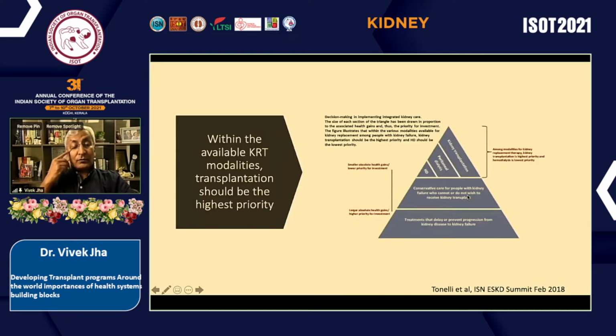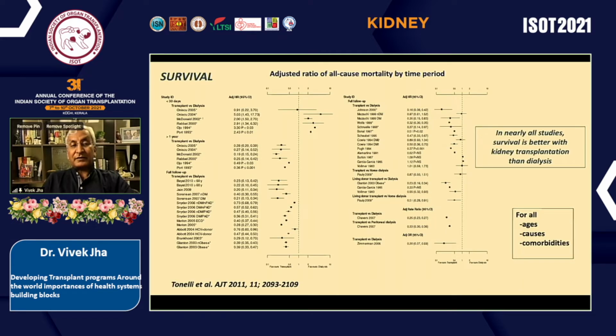So we know for sure that within the available kidney replacement modalities, kidney transplantation should be the highest priority, which is shown by this triangle. Each section of the triangle represents the value for money that each intervention brings so far as management of patients with chronic kidney disease is concerned. The top part shows the treatment options for management of end-stage kidney failure, and there you can see that the size of the kidney transplant part is bigger than the two dialysis modalities, which means it should be the highest priority because it brings the best value for money, both in terms of the number of lives gained and the quality of life as well.